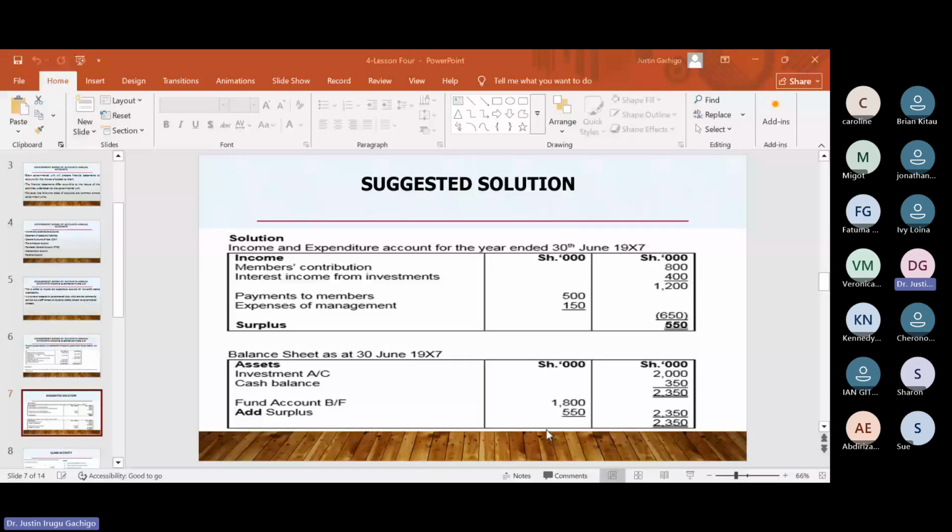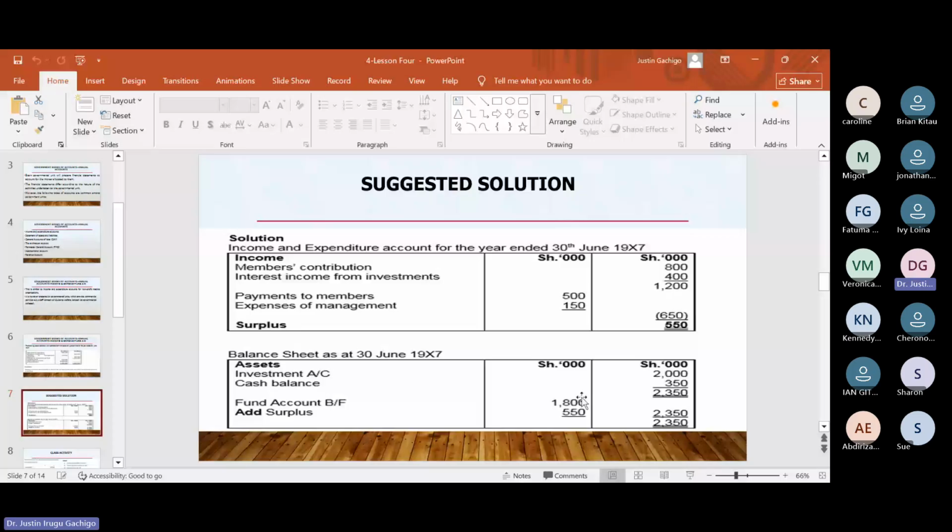So do you have anyone with a question regarding this income and expenditure account? On the question.